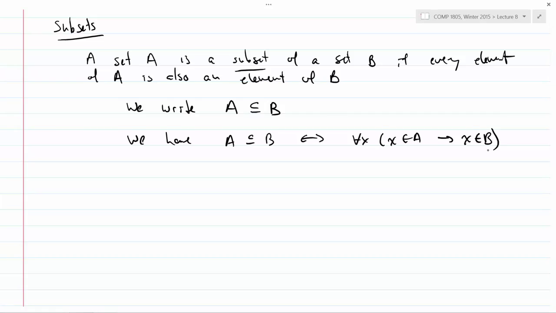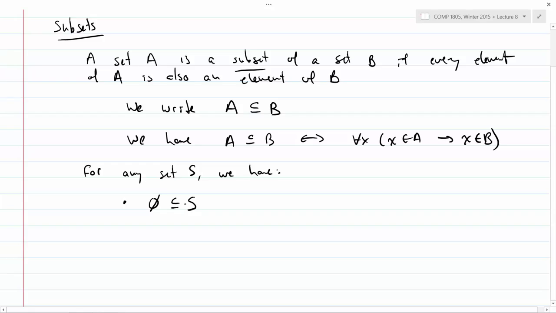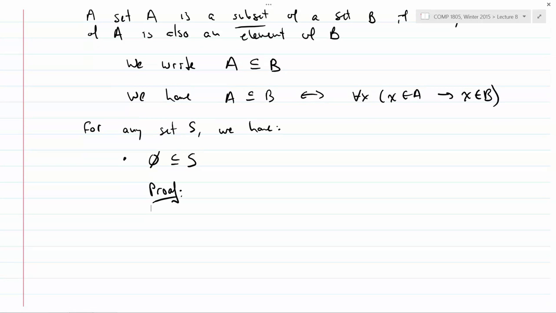So we have a few results about subsets. For any set S, we have two things. The first is that the empty set is a subset of S. No matter what set S is, as long as it's a set, the empty set is a subset of that set. Why would that be true? Well, we can do a little proof if we don't believe it. We have to show that the empty set is a subset of S.